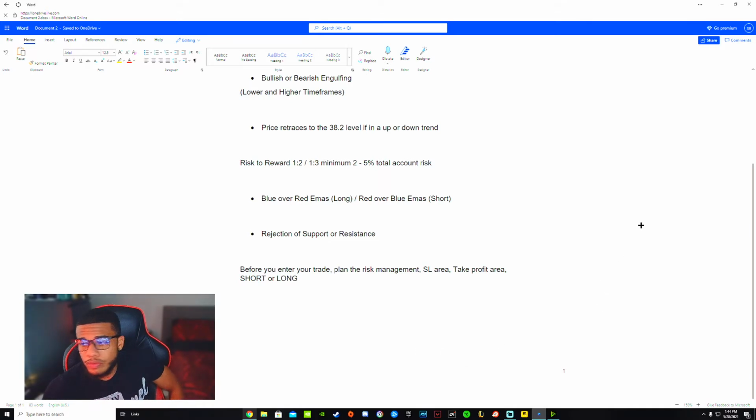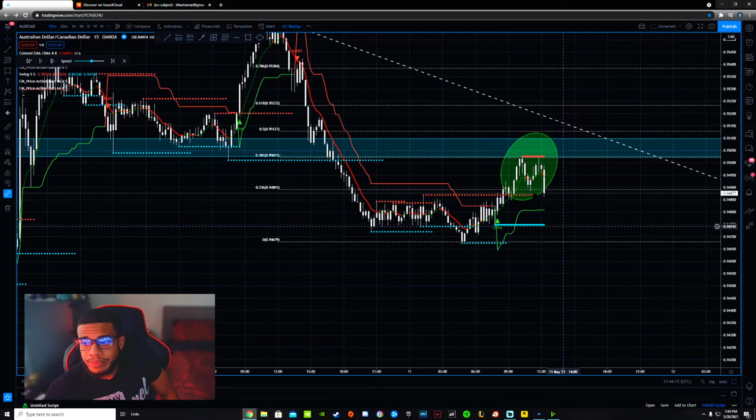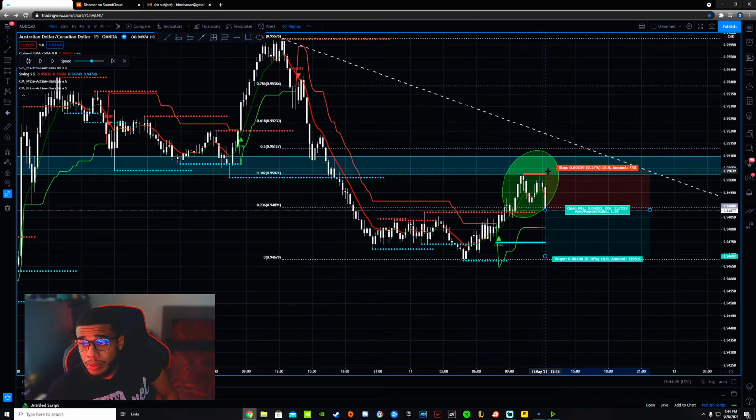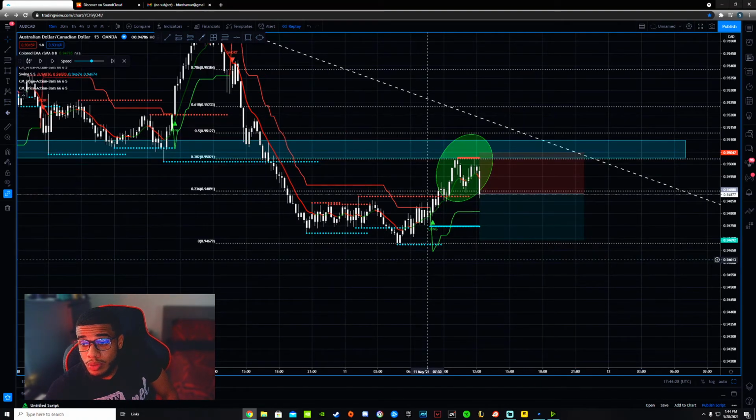So we're here reviewing the chart. We want to enter in right here. We're going to go to our short position. We're going to plan our trade. So we definitely want to go here. We want to put our stop loss above, and we want to do at least a 2.